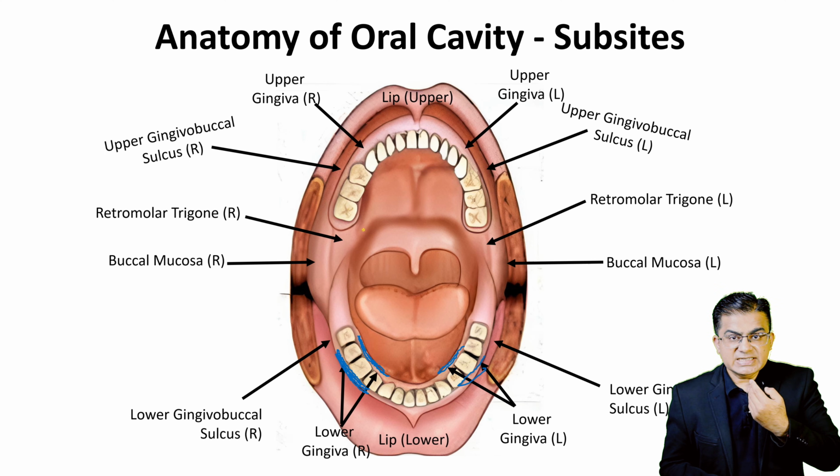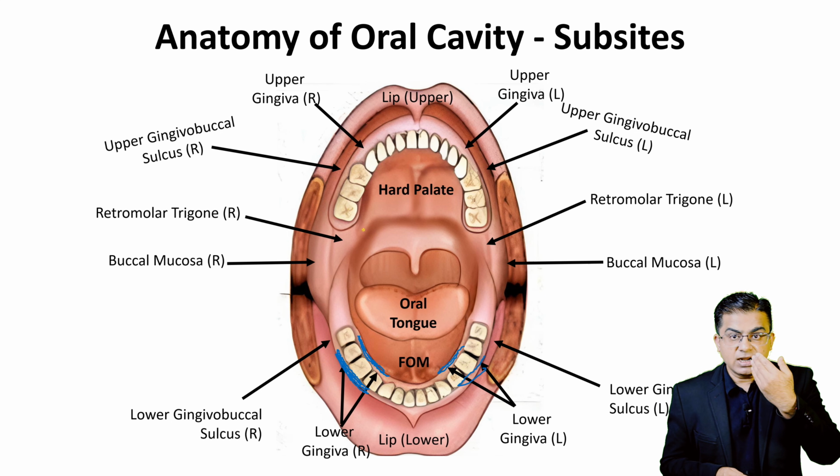Now we have three central or midline subsites. Oral tongue, we also call it anterior 2/3 of tongue. Then you have floor of mouth, a gutter-shaped region beneath the tongue. And third, superiorly, we have hard palate. So this is a complete circle of oral cavity subsites. If you understand it this way, you will be more clear.